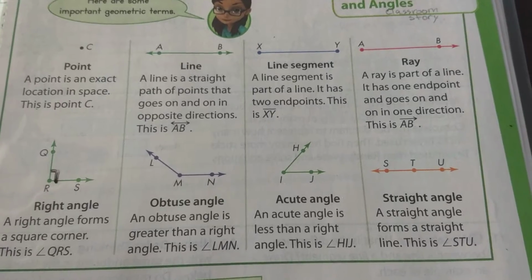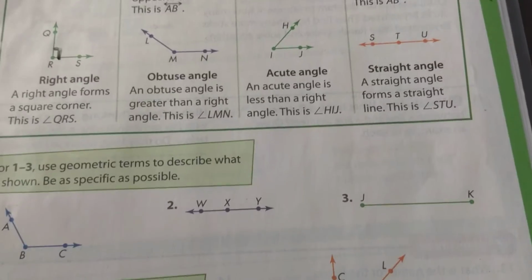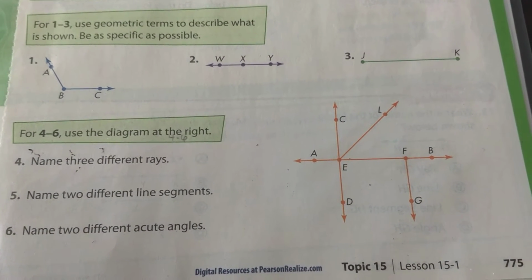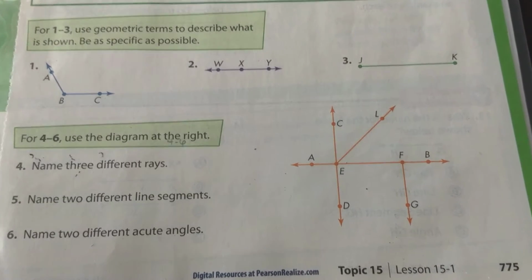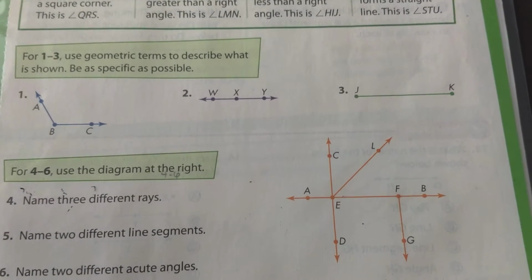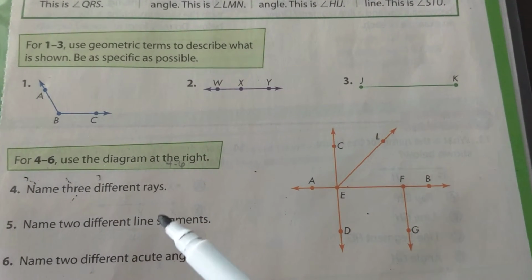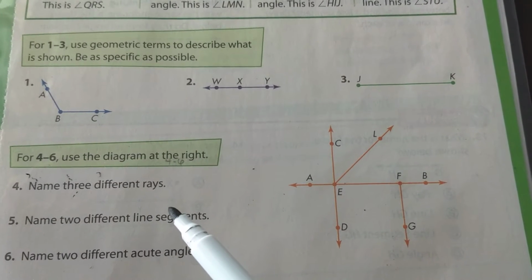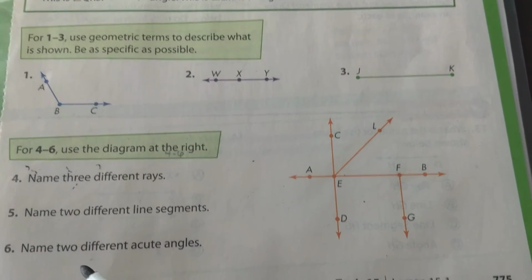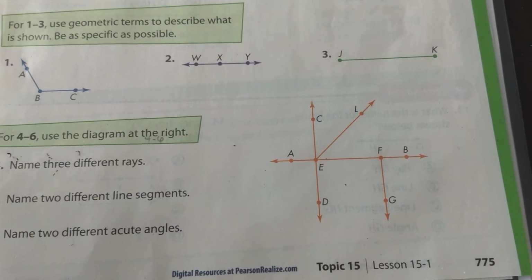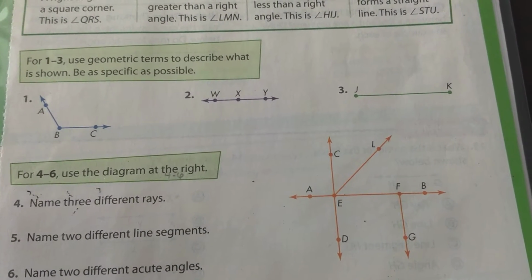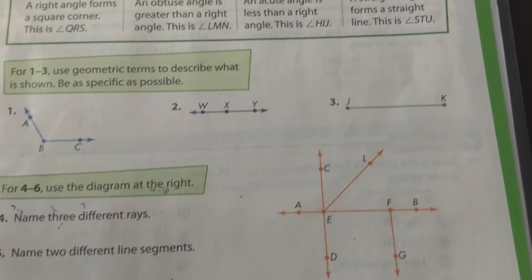Okay, so on this page of 775, I'm supposed to go to the bottom and show you how to do problems 4 through 6. We're going to use this diagram to the right here. For number 4, we're going to name 3 different rays. For number 5, we're going to name 2 different line segments, and for number 6, we're going to name 2 different acute angles. Okay, so let's get started with number 4. We're going to name 3 different rays.